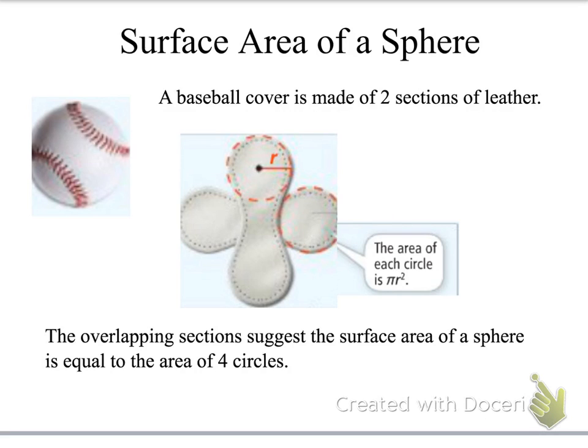Okay, surface area for a sphere, we do not have lateral area because we do not have bases. So my surface area, if we look at this baseball broken down, it's kind of like a sphere. It's kind of like we have four circles. So for us to do surface area, it is 4, and then the area of those circles is pi r squared.